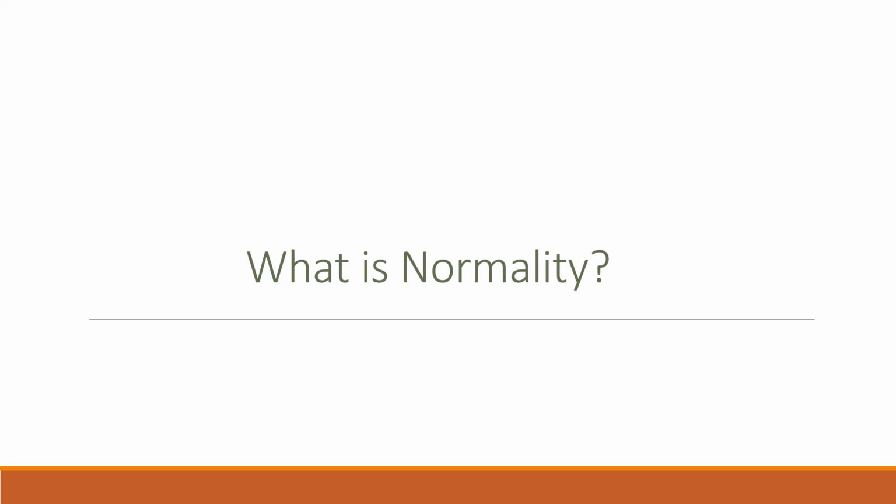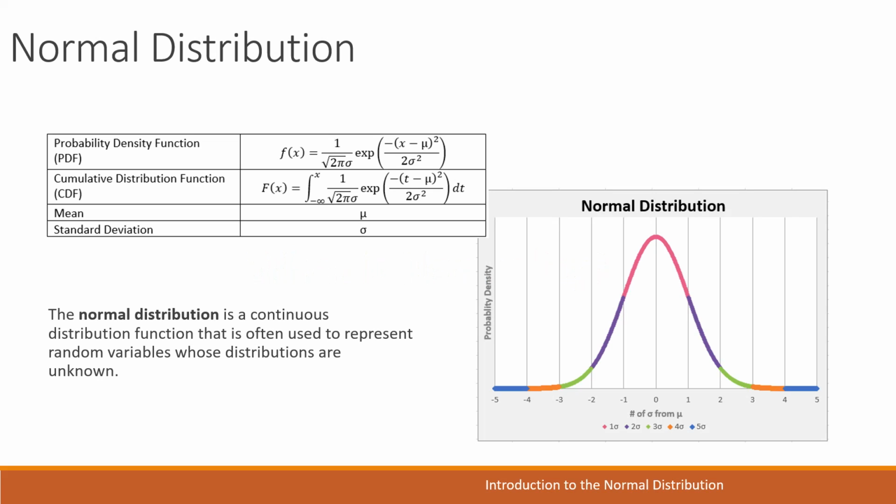So the place to start when it comes to quality engineering is that we're going to be looking at a lot of data. And analyzing data, one of the first things you need to know about your data is whether or not it follows a normal distribution. So what is normality? What is a normal distribution? Well, this is a normal distribution. You may have heard it called the bell curve.